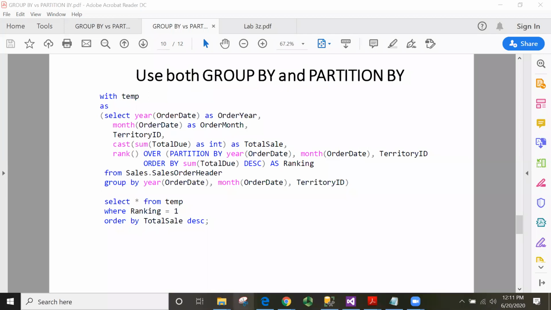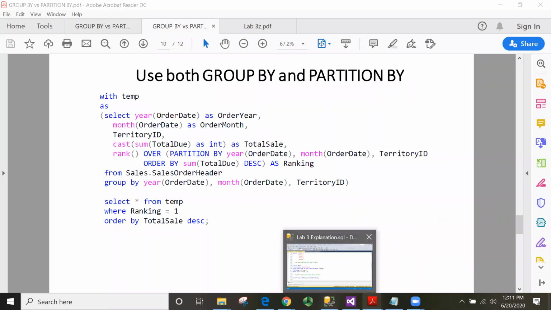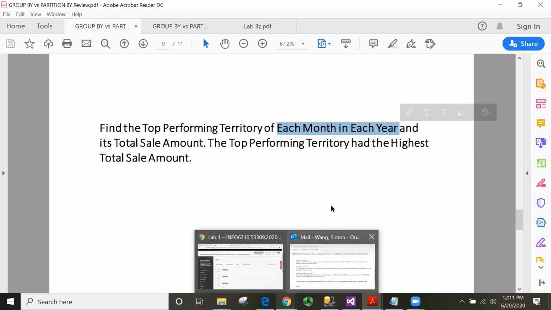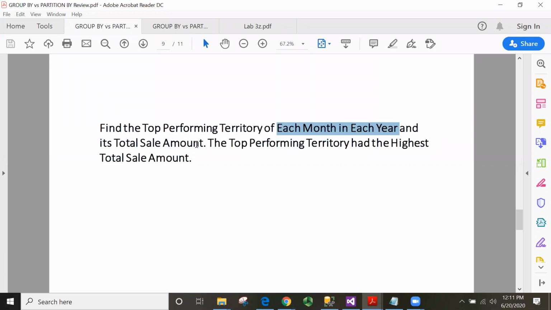And then we want to go back to the question one more time, okay? So you read the question. Find the top performing territory of each month in each year. Each month and each year, right? We want to find the top performing territory in each month and year, okay?